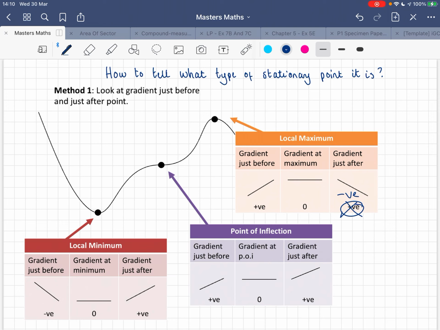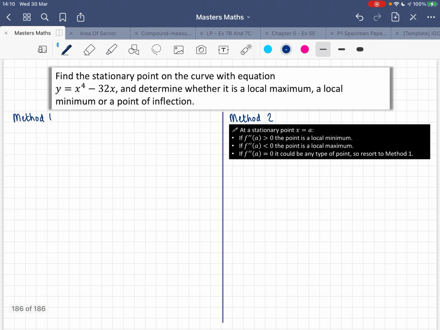That should say negative, not positive. That's what those mean. I don't know if you're used to that notation. We used to use it a lot when I was in school myself. But yeah, plus for positive, and minus for negative. That's all that notation means. So for a maximum, it would be positive, 0, and then negative after the turning point.